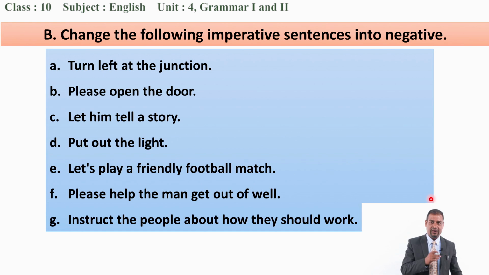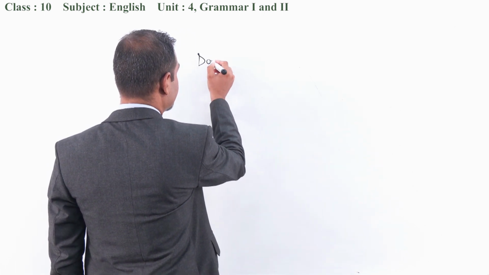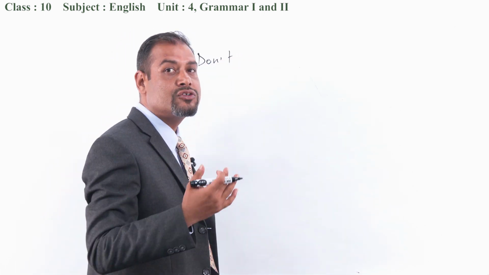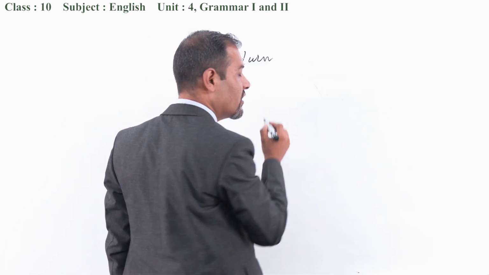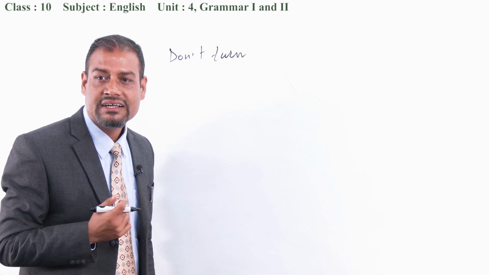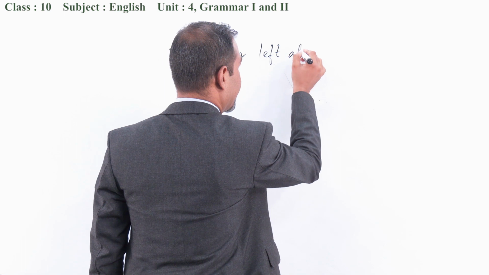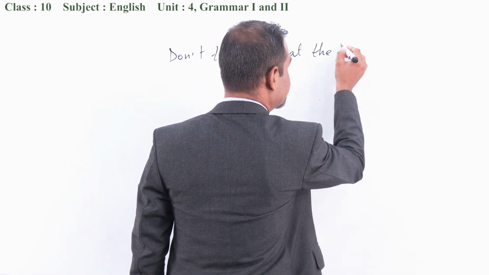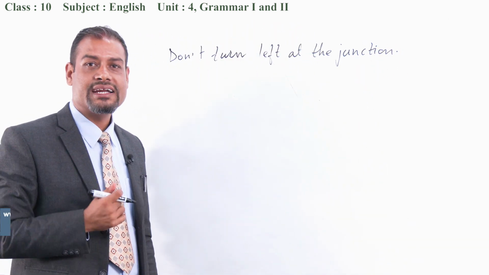Good job. Now, it's your job to tell me your answer and I want to write them on the board, okay? So, the first sentence is turn left at the junction. So, what is its negative? Yes, you are right. Don't, or you can write down do not, okay? Do not turn, T-U-R-N, turn. Then what have you written there? Left at the junction. L-E-F-T, left at the junction. J-U-N-C-T-I-O-N, junction. You are right, okay?